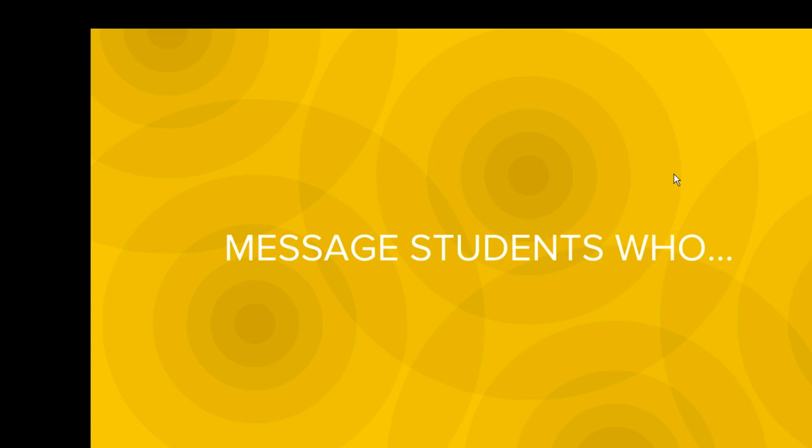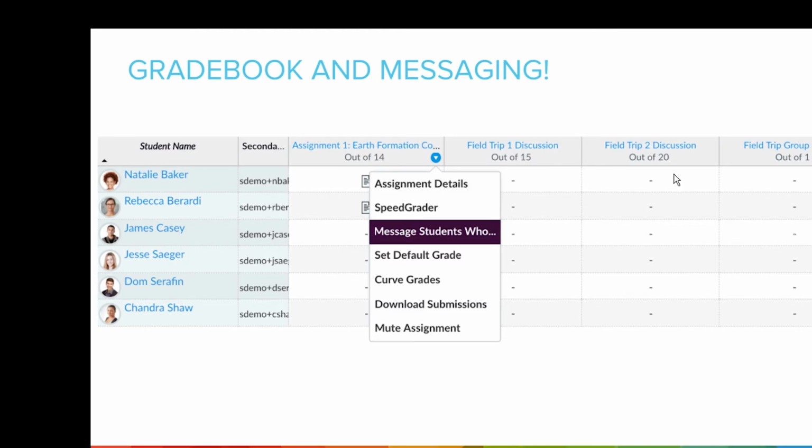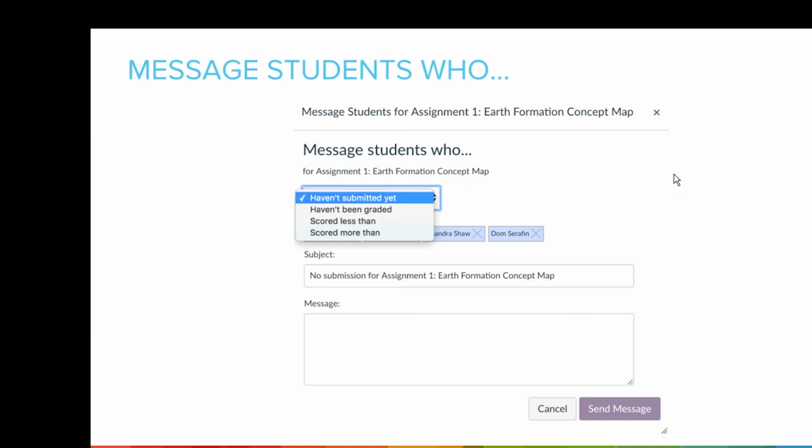Another feature that our teachers love, a huge time saver, is message students who. So from the assignments tab within Canvas, you use the drop down, select the message students who, and there's options you can choose from there. Students that haven't submitted, haven't been graded, scored less than or scored more than. You can message up to 100 students, and this is a blind copy so that they're all confidential. You can message the students who need to get something done.